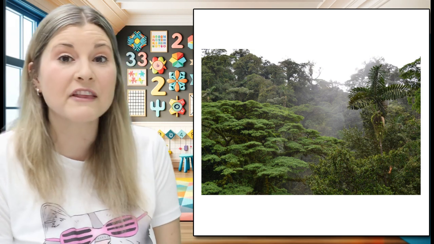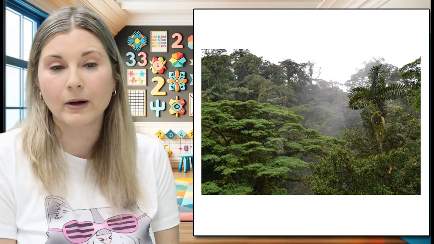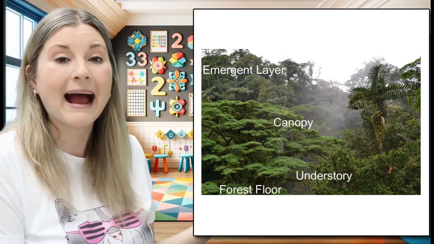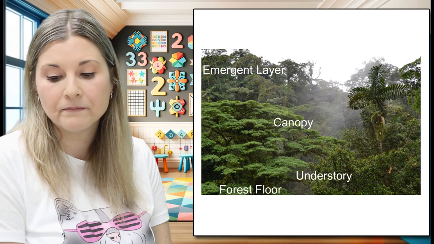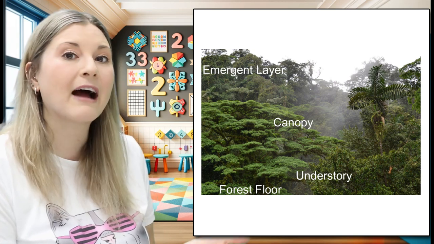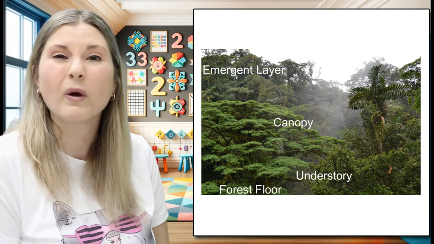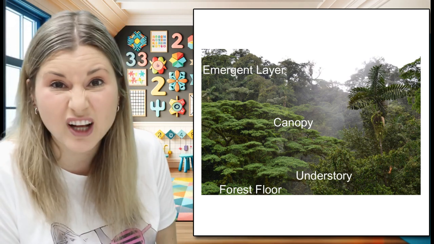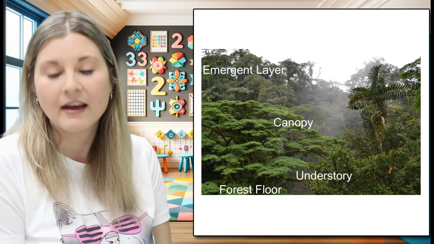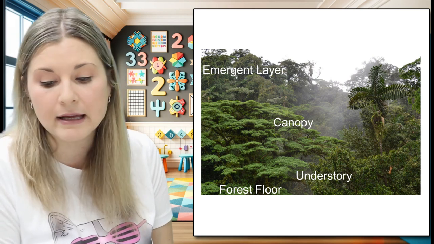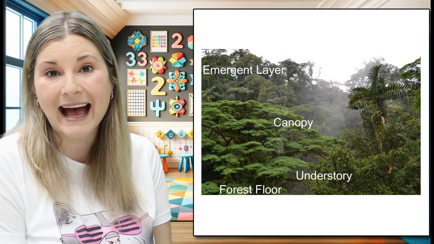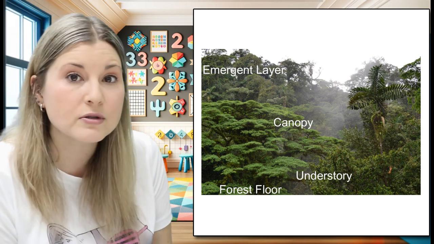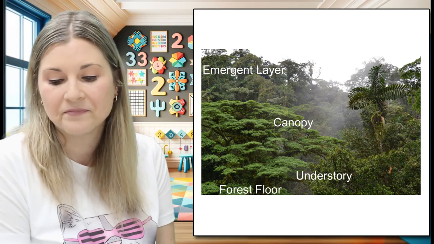Now let's take a look at the different parts of a rainforest. Starting at the bottom, we have the forest floor. Then we have the understory, where it's still pretty dark because up above, there's lots and lots of leaves. Then there's the canopy, and that's where most of the animals live. And it's a lot brighter up there because we're closer to the sky.